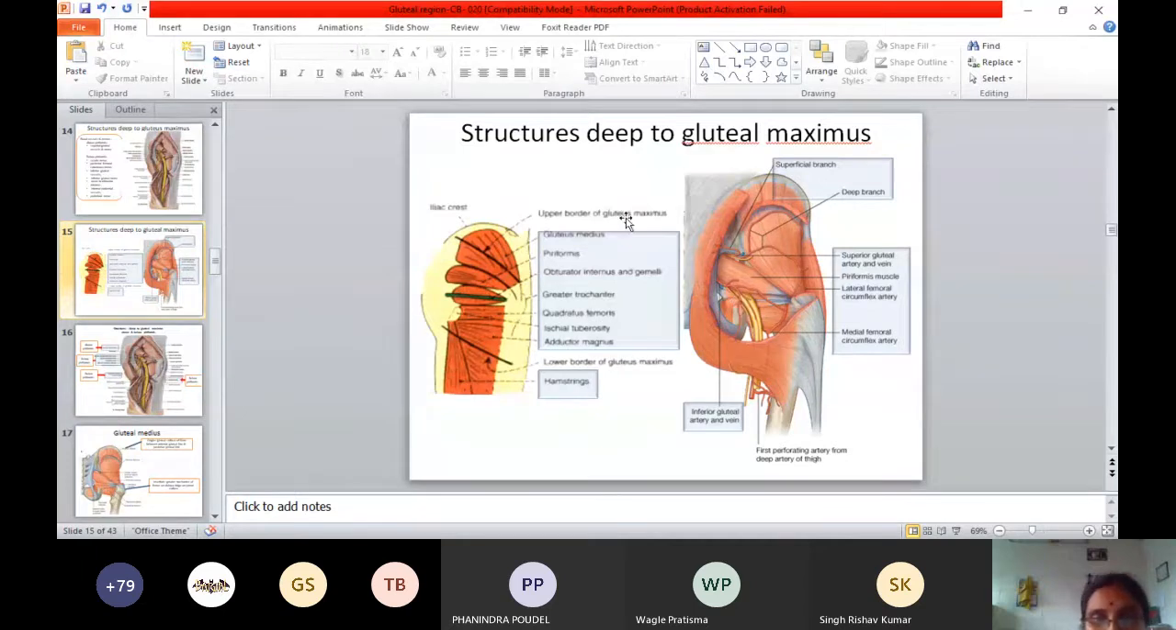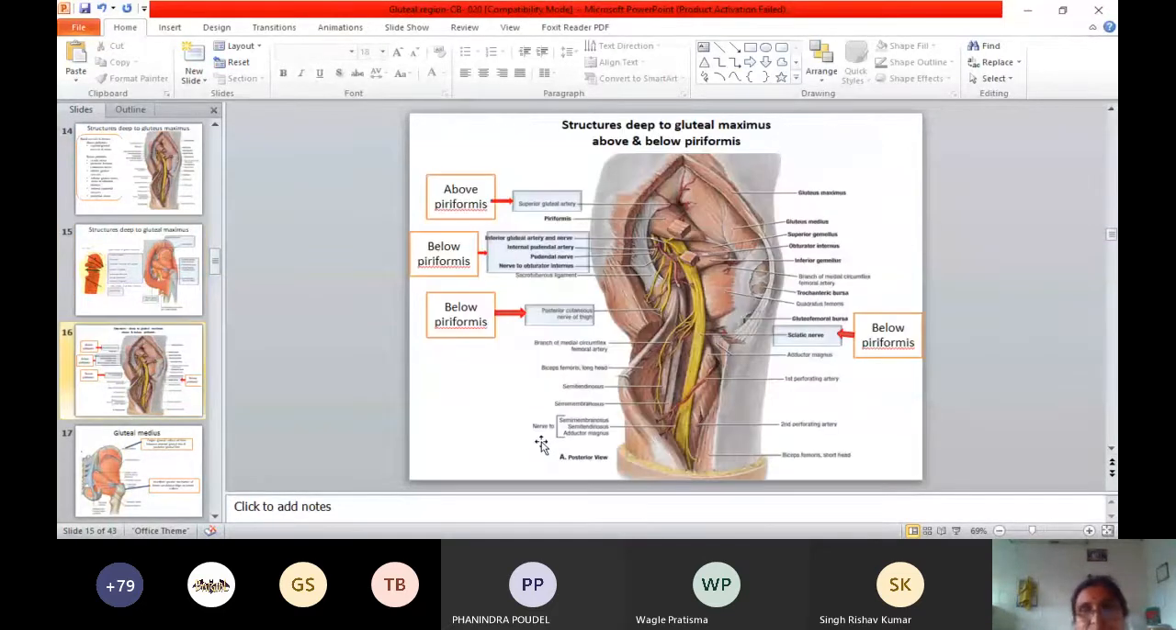Here on the other side, you can see the muscles deep to the gluteus maximus. What are the muscles? This is the gluteus medius, deep to medius is minimus. This is piriformis. This is superior gemellus. This green color tendon is obturator internus tendon. This is inferior gemellus, and this quadrilateral one is quadratus femoris. And this is the origin of hamstring muscles. Hamstring muscles are the muscles of the back of thigh.